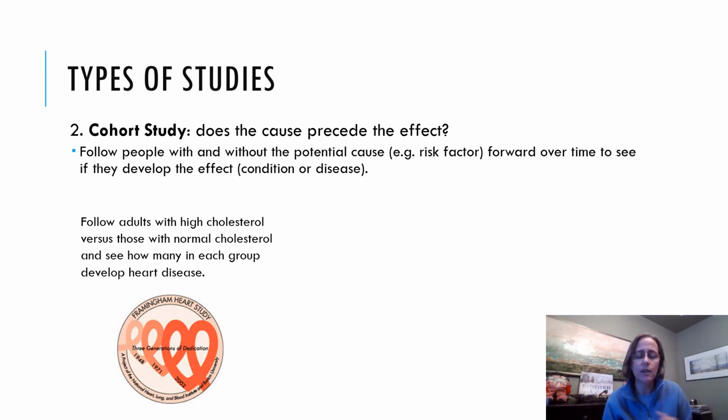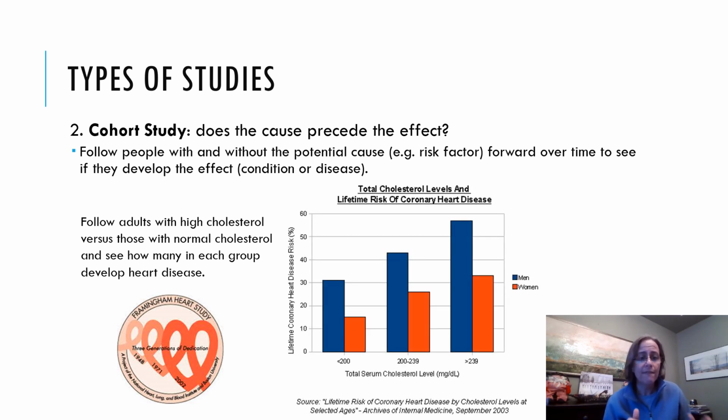So what did they find in regard to cholesterol? Well, let me get my laser pointer here. Okay, so these are people with the lowest cholesterol levels. These are people with the highest cholesterol levels. And what you can see is much higher rates of heart disease, so coronary heart disease, in both male-bodied people and female-bodied people with higher cholesterol levels. Okay, so this is a cohort study. They already had high cholesterol, and then they followed them through time. So the cause does seem to be preceding the effect.